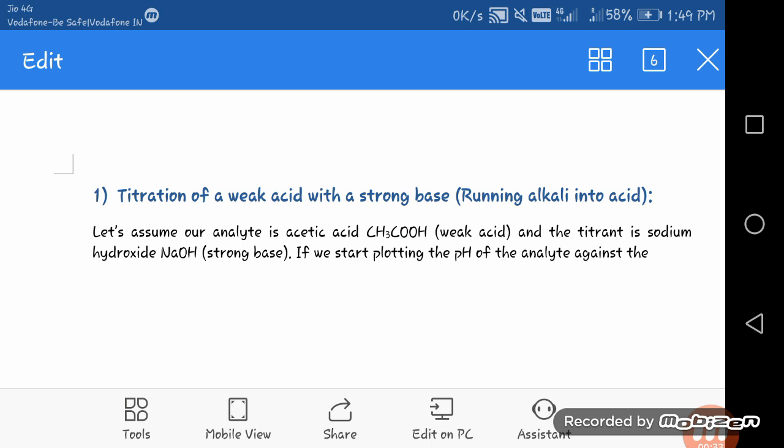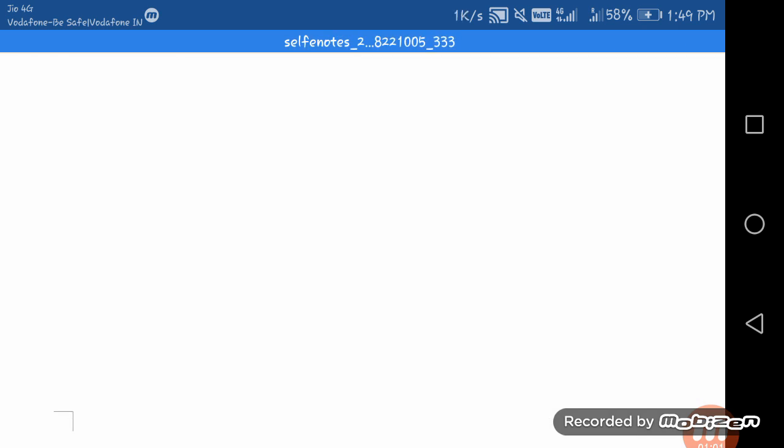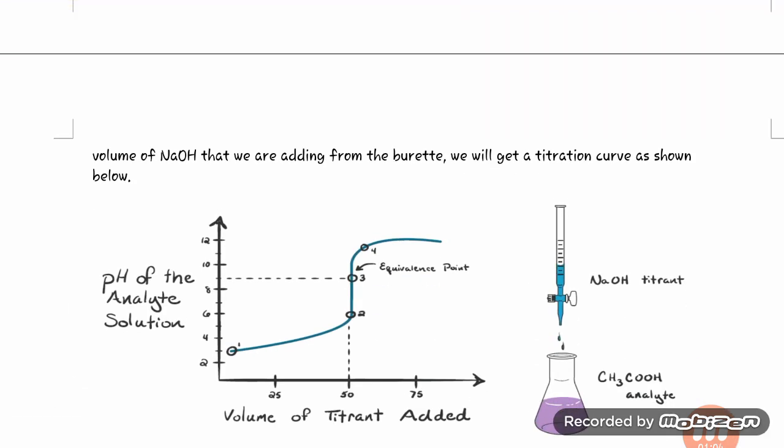Namaste. This is the class of pharmaceutical analysis, and today we will study the titration of a weak acid with a strong base, known as running alkali into acid. So let's assume our analyte is acetic acid, which is a weak acid, and the titrant is sodium hydroxide, NaOH, a strong base. If we start plotting the pH of the analyte against the volume of NaOH that we are adding from the burette, we will get a titration curve as shown below.